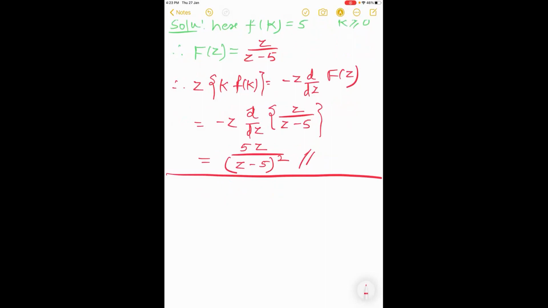So we'll take one more example on the division form. Next example: find the Z transform of sin 2k upon k, for k greater than or equal to 0. For the Z transform of this, the division property has to be used.